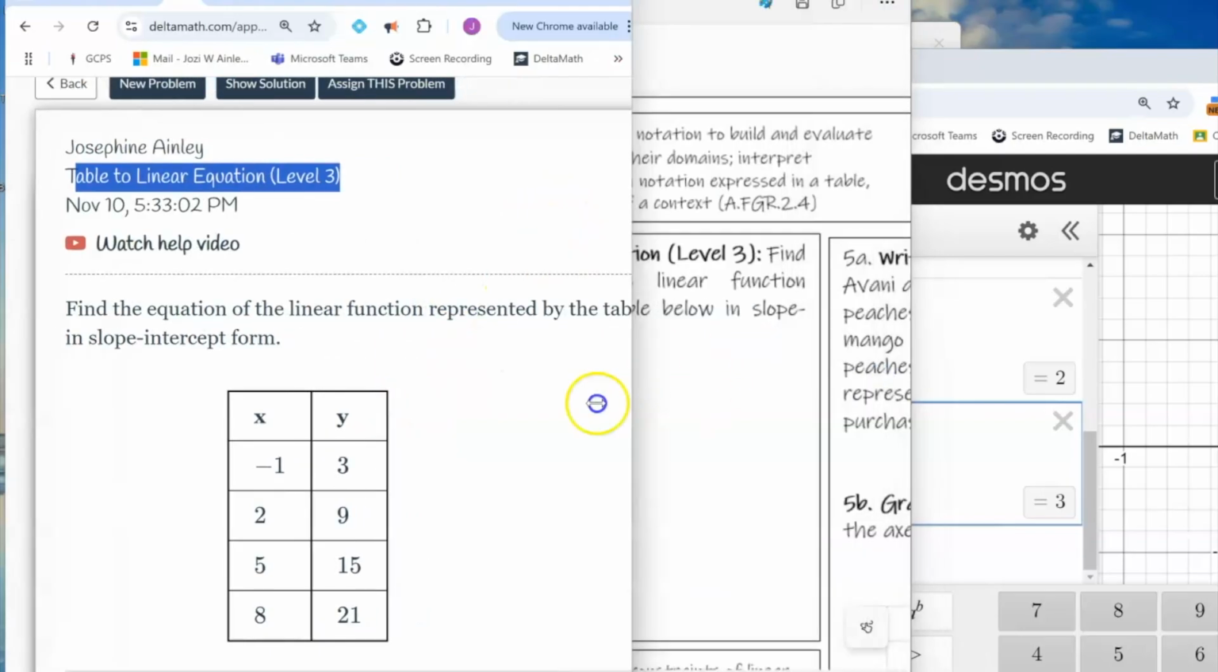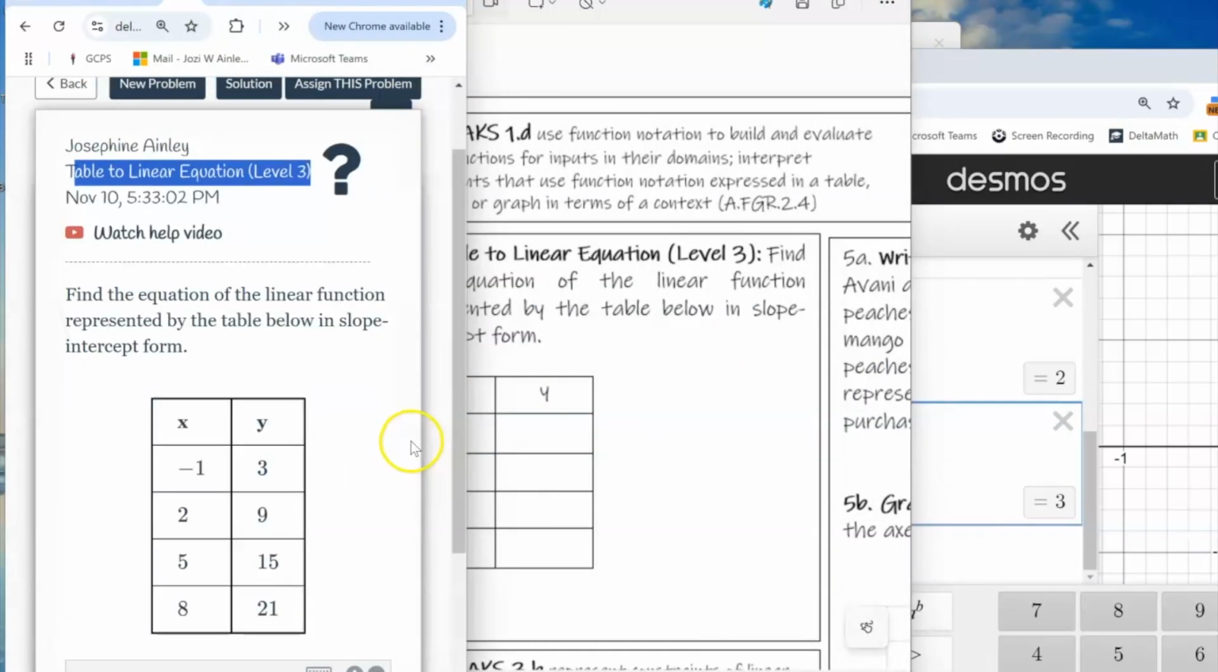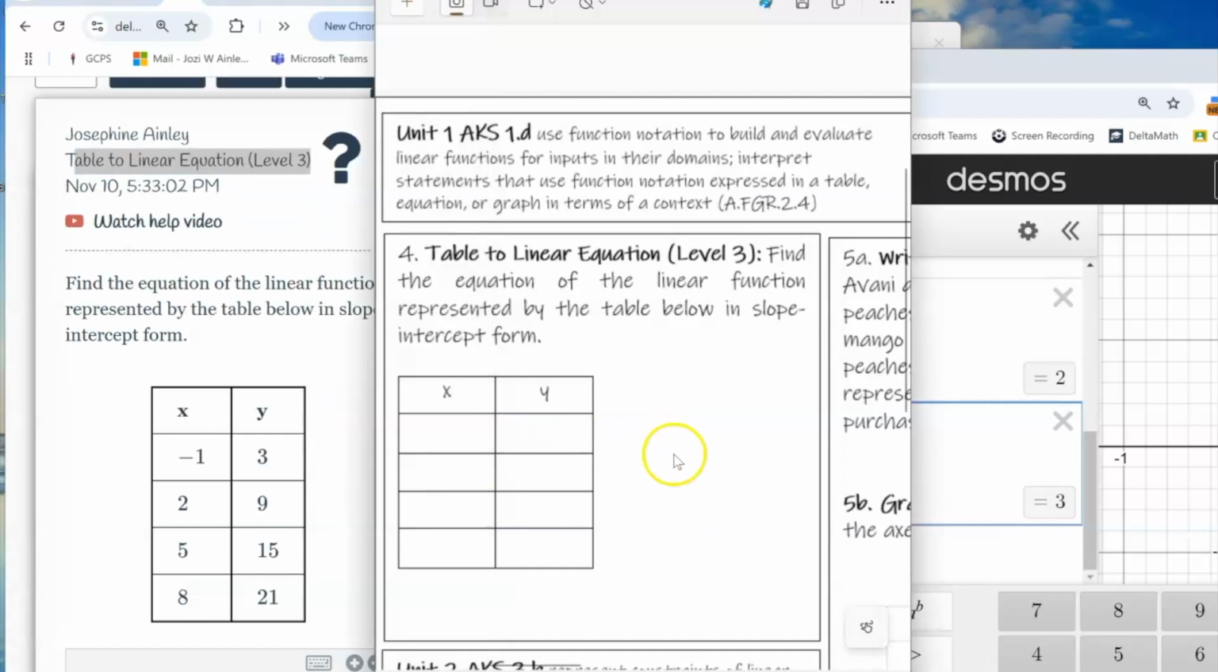So as I'm doing my question, you're doing your question. If this was my question, I would write in here that my question is -1, 3, 2, 9, 5, 15, and 8, 21. But this is not your question. So you're going to pull up your question in DeltaMath so that you can write notes on how to do it. All right, so that's what you're doing in your notes.